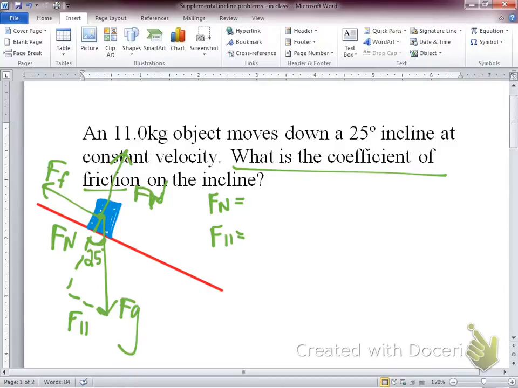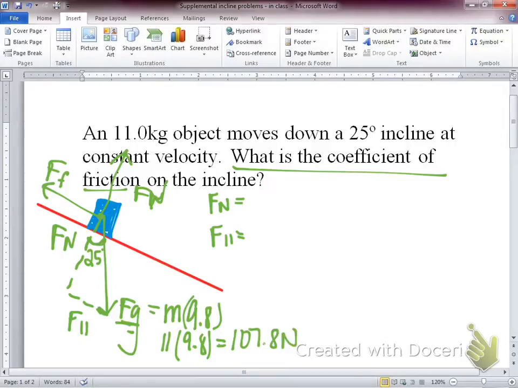What do we know about the force due to gravity? How do we find that force due to gravity? M times 9.8. And our mass, they told us, was 11 kilograms. Which means our force due to gravity is 107.8 newtons. So that is our hypotenuse of that gravitational triangle, 107.8 newtons.